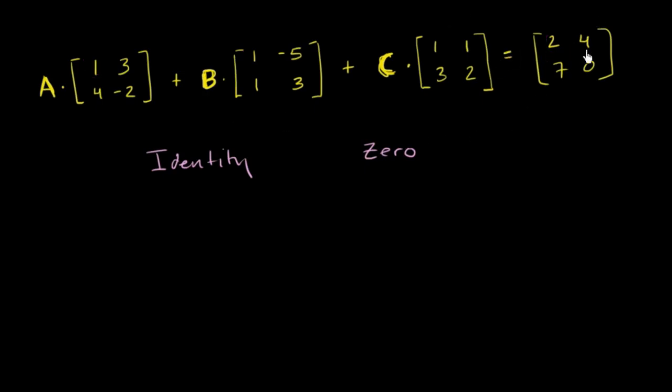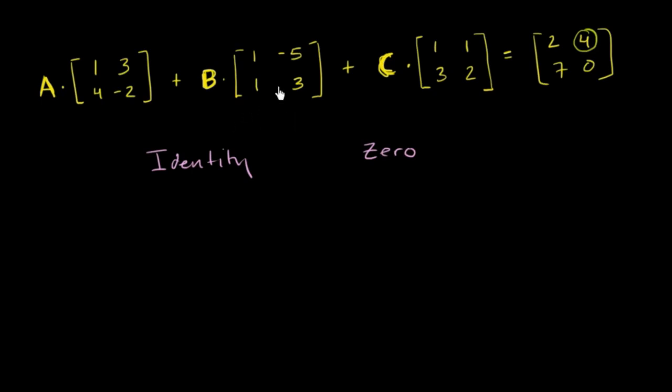Now let's look at this entry right over here. How can we add up to 4? Well, if this was an identity matrix and this was an identity matrix, then essentially you'll just be left with this matrix plus this matrix, and this is going to be the 0. So 3 plus negative 5, that is not equal to 4. So we can't have A and B be identity matrices and C be the 0 matrix. So let's think about other combinations here.